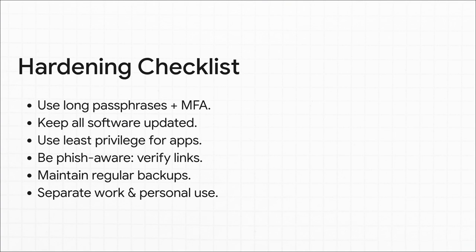All right, here it is, your personal hardening checklist. Think of this like a workout routine for your digital life. Use long, unique passphrases, and please enable MFA everywhere you can. Keep your software up to date. Just turn on auto updates. Practice least privilege. If an app doesn't need access to your contacts, don't give it. Be super suspicious of phishing emails and weird links. Back up your important data. And try to keep your work and personal computer use separate. Seriously, just doing these things drastically improves your security.